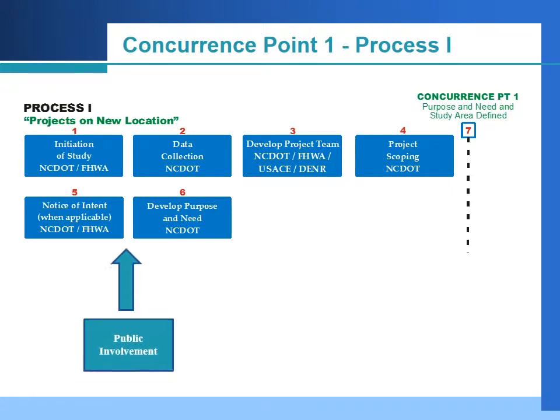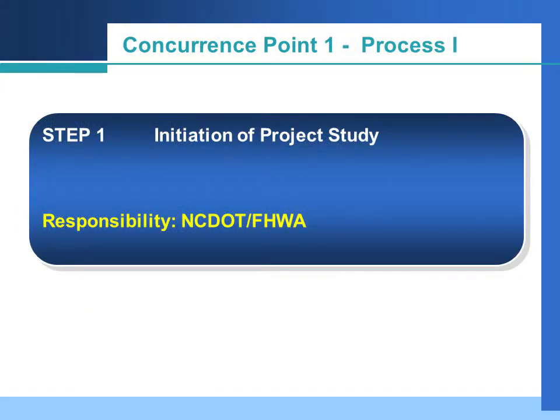So public involvement would technically be a part of the process between Steps 5 and 6, where projects requiring a federal environmental impact statement require public involvement prior to Concurrence Point 1. We'll discuss this in a bit more detail once we get to that step in the process shortly. Step 1 in Process 1 is the initiation of the project study.